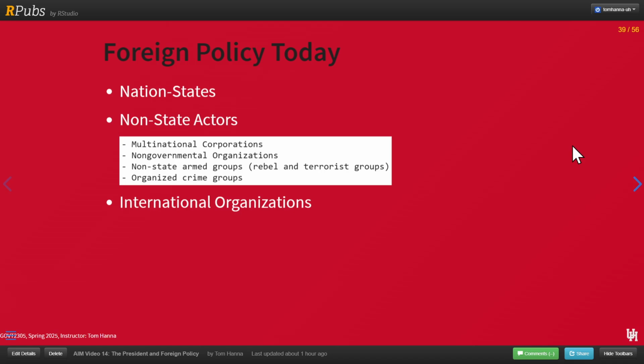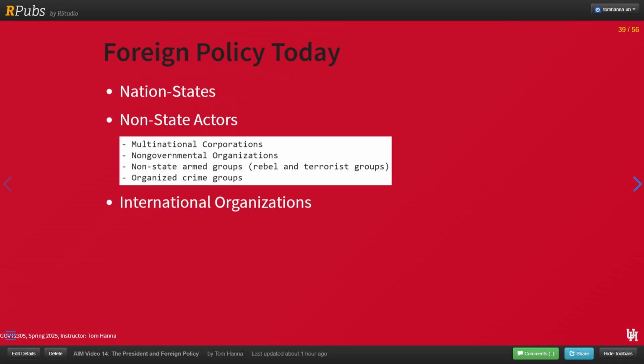Non-state armed groups we have to deal with. These are rebel and terrorist groups because they cause security problems. Sometimes the United States attacks rebel and terrorist groups, especially terrorist groups. Sometimes we attack rebel groups to help our allies. Sometimes we support rebel groups when they oppose governments that we oppose, typically dictatorships. In fact, so far as I know, entirely dictatorships, at least in the last 30 years or so.